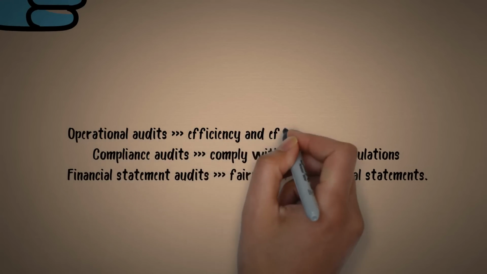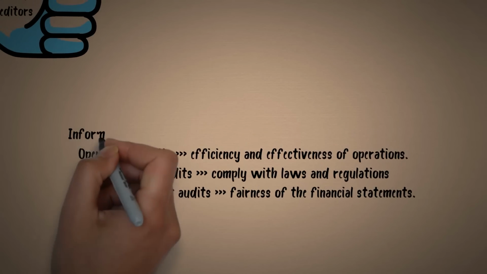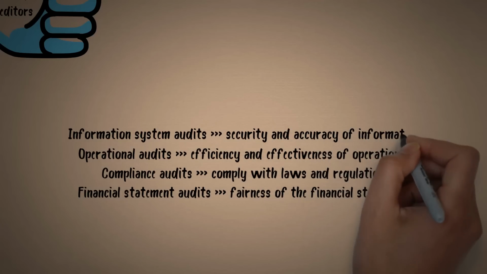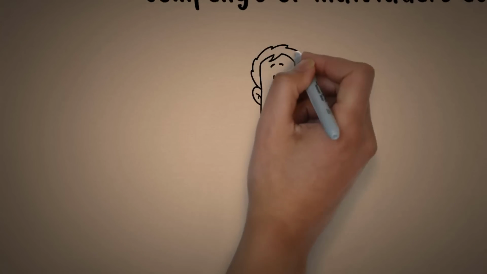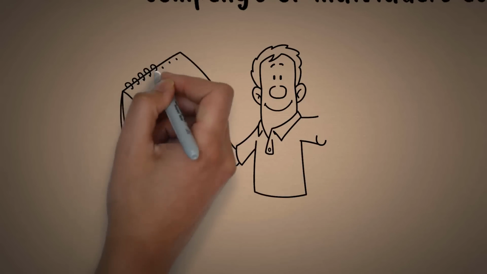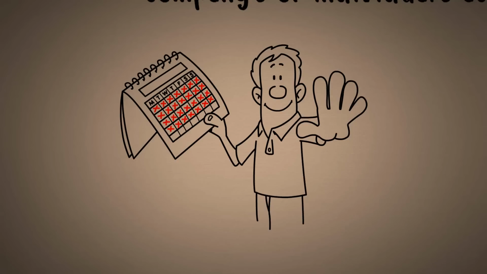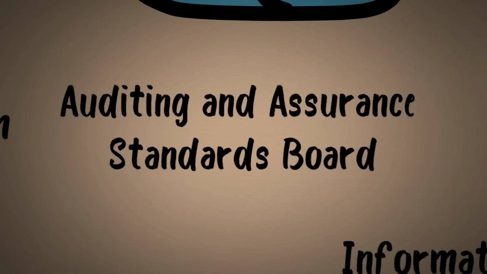Operational audits are conducted to assess the efficiency and effectiveness of the company's operations. Information system audits are conducted to assess the security and accuracy of the information systems. Audits are conducted on a yearly basis. However, companies can request for an audit to be conducted more frequently if there are material changes in the business. Audits are conducted in accordance with generally accepted auditing standards. These standards are set by the Auditing and Assurance Standards Board.